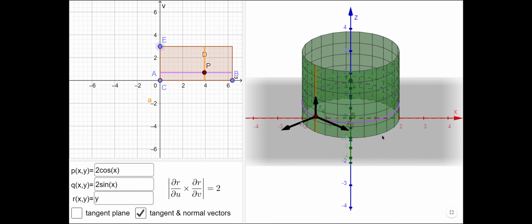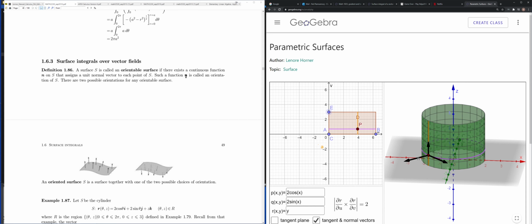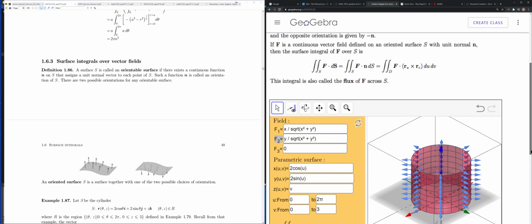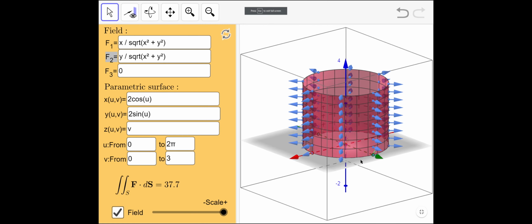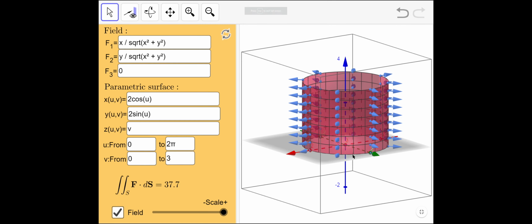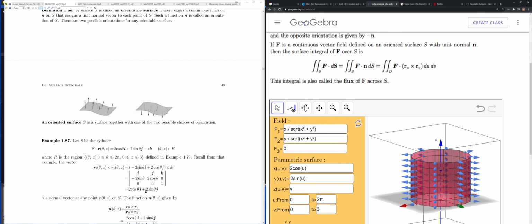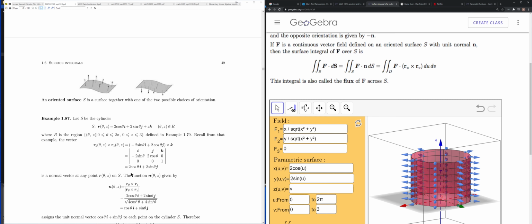Okay, but there's one small issue over here: in our definition, an orientation is supposed to assign unit normal vectors at each point, right? So in this diagram here, what I have at each point on the surface is a unit normal vector, right? But what I have so far in this calculation is 2 cos theta i plus 2 sin theta j, and this vector is not a unit vector. This vector, in fact, has length 2, right?